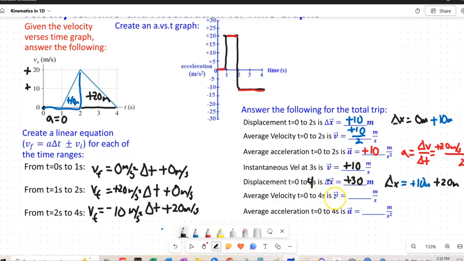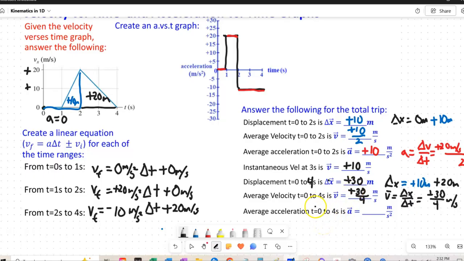Now the velocity from 0 to 4 seconds is going to be displacement over time. Velocity is delta x over delta t. So that is going to be positive 30 divided by 4 meters per second. You could reduce that if you want. I'm not going to.